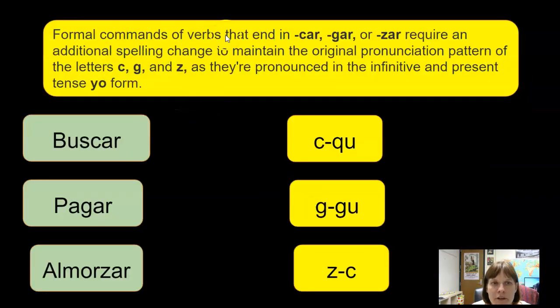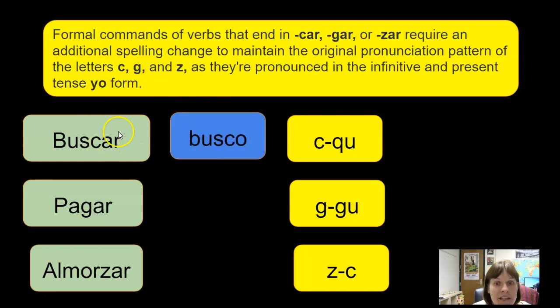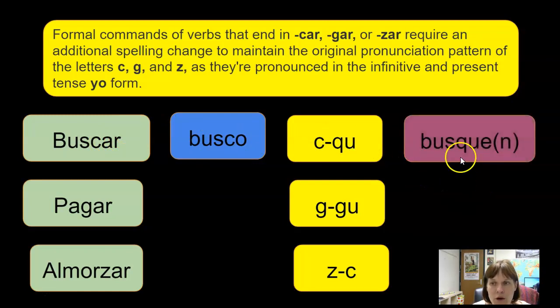Formal commands of the verbs that end in car, gar, and zar require an additional spelling change to maintain the original pronunciation pattern of the letters C, G, and Z, as they're pronounced in the infinitive and present tense yo forms. So buscar, busco, the C changes to QU. So my command would be busque or busquen. Busque los huevos, find the eggs. Busque su hermana, find your sister. So buscar is to look for. So I say busque su hermana, look for your sister.